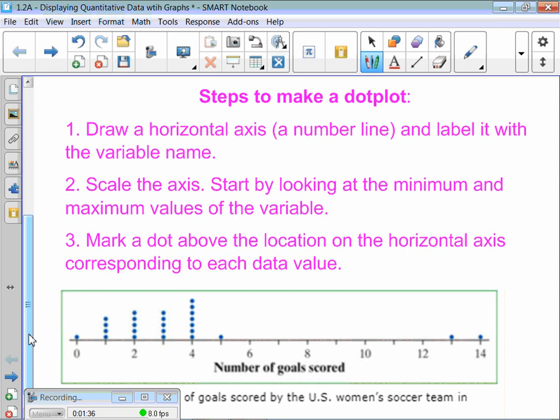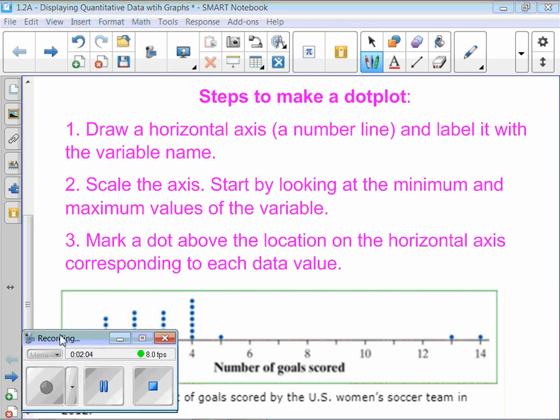So here is a dot plot for the data above. So notice they've got a line, like a number line, and they go from 0 to 14 because they scored anywhere from 0 to 14 goals. And they titled it number of goals scored. And then they put a dot for each one, and you build your dots up kind of like that dot plot we did on the first day on the board. So then you can talk about the data. I'll give you guys a minute.